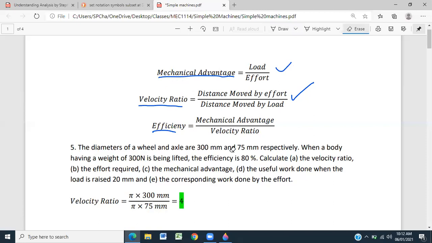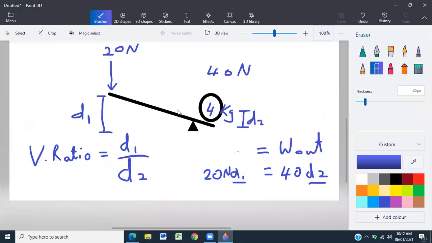Now, since most systems aren't ideal, they have these things called losses.